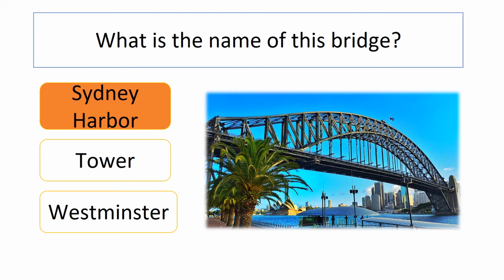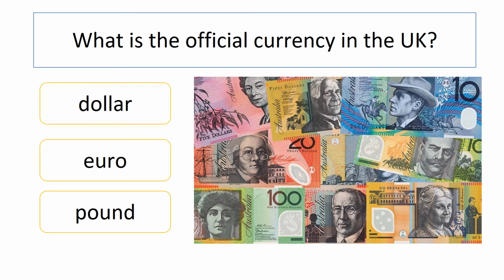What is the official currency in the United Kingdom? Is it dollar, euro, or pound? The official currency in the United Kingdom is the pound.